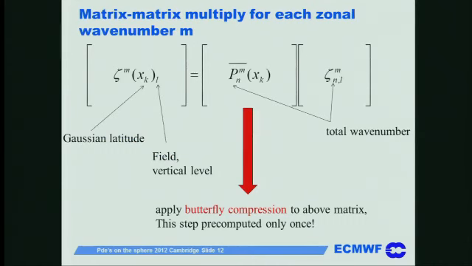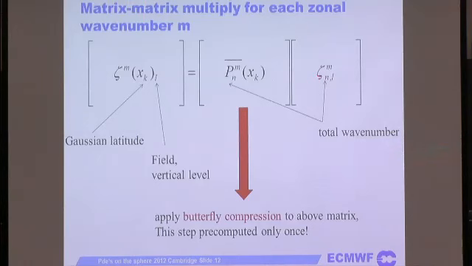So this works like this. You have this matrix here of Gaussian latitudes, field, and vertical level. You apply what they call a butterfly compression of this matrix at each m, so the m is basically fixed, for all of the n and k, multiplied with sin theta and l, and this is the matrix that you compress.